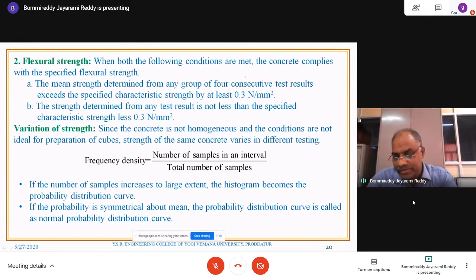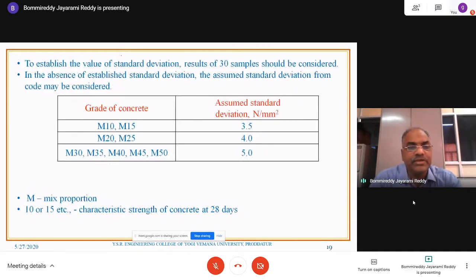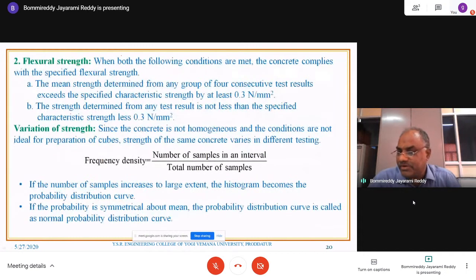And that is regarding acceptance criteria for the compressive strength. Sometimes what we do, we test the members for flexural strength. When the flexural strength is being tested, here also these two conditions should be satisfied, then only the flexural strength values obtained from the laboratory or from the site are acceptable. Otherwise, these values are not acceptable.